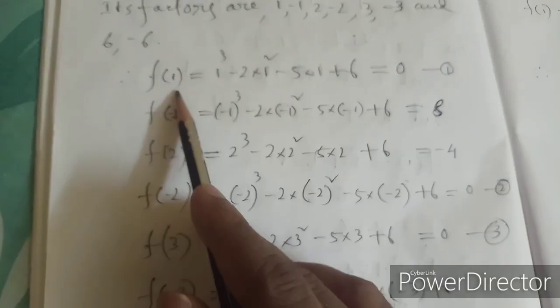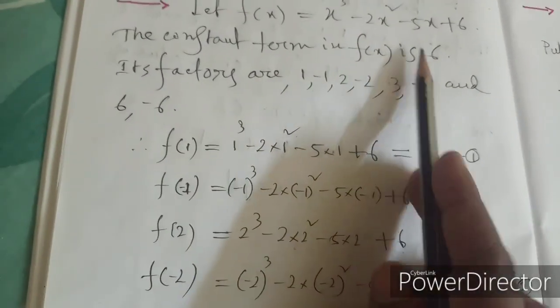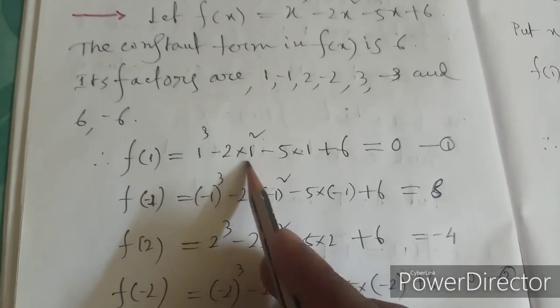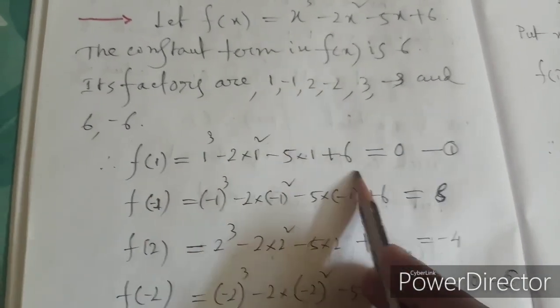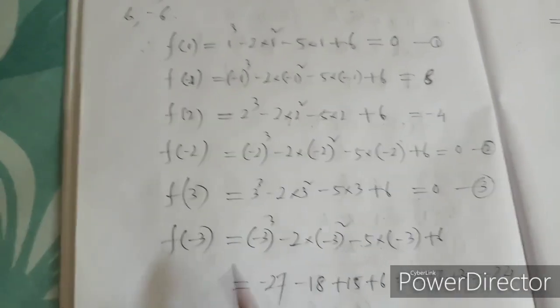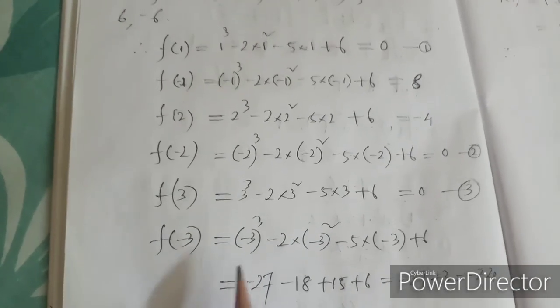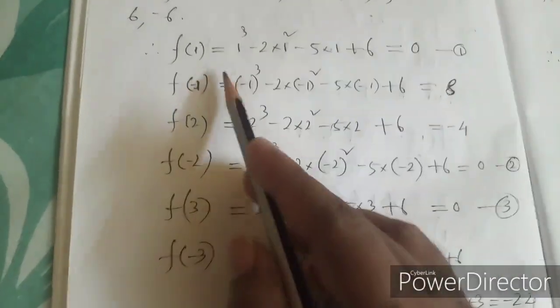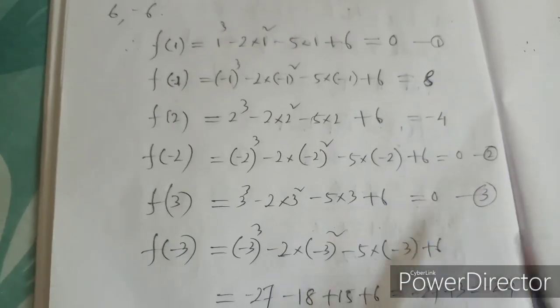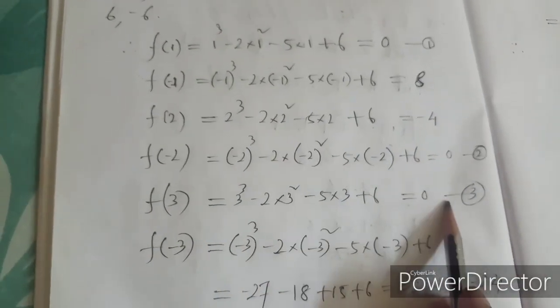Clear? So now put f(1): instead of x, put 1. What happened? 1 cube minus 2 into 1 square minus 5 into 1 plus 6, that is 0. Put f(minus 1), that should be 8, and so on for all these values. We got only f(1) equal to 0, f(minus 2) equal to 0, and f(3) equal to 0. All the other values of f are non-zero.